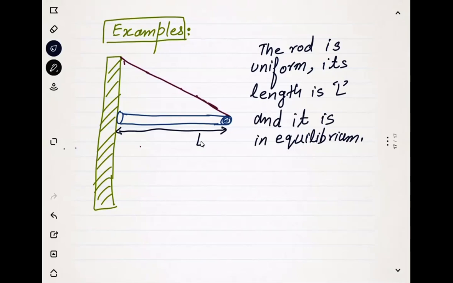This angle is given, and this angle is called theta. The rod is, just for example, hinged here, and this point will become the pivot of rotation if the rod rotates. So this is a uniform rod, its length is L, and the rod is in equilibrium.